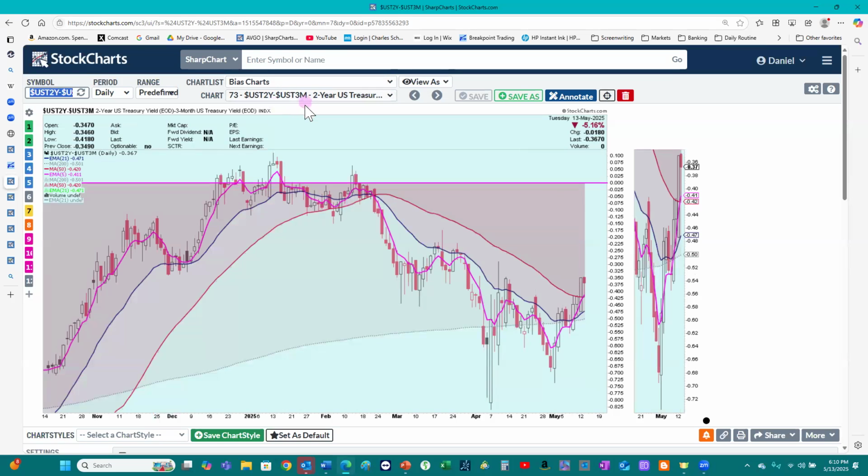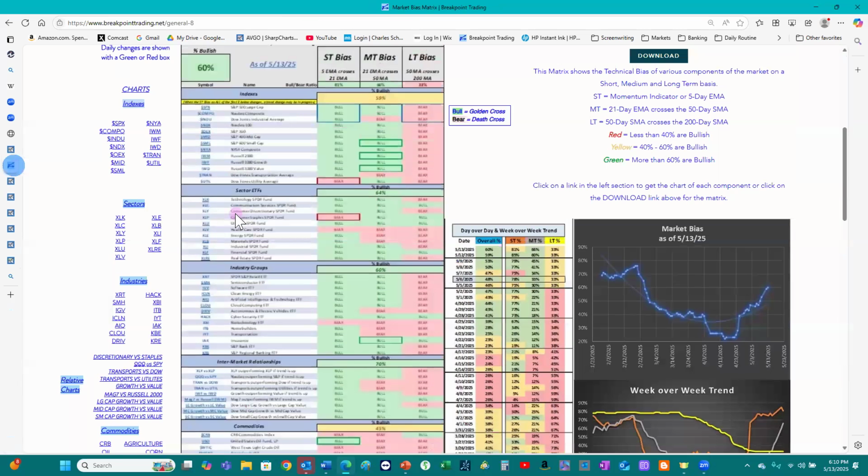This is the 2 year minus the 3 month rates. So the short end is still inverted. It uninverted very briefly over here, but then went back down, and now it's trying to make a run back up to zero. But it still has quite a ways to go. All right, let's go back.